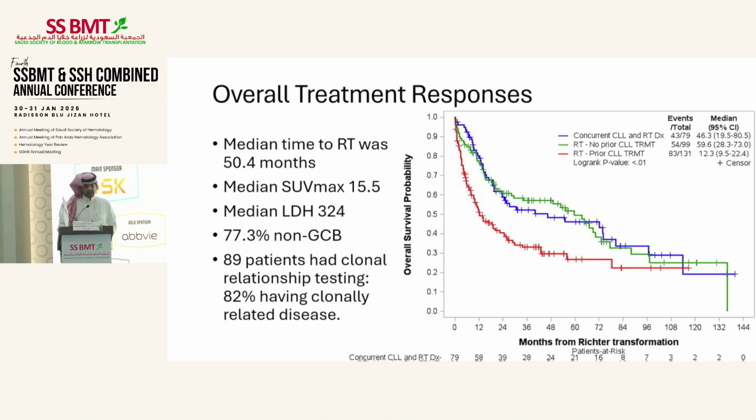You can actually see the differences in their survival, but I just summarized to you some of the important findings, which go along with what we have discussed so far. The majority of them will come with an FDG-avid PET-CT and higher LDH. More than two-thirds of the cases are non-GCB-like. And despite these centers having access to clonal relation or relatedness, only 90 patients were tested for that.